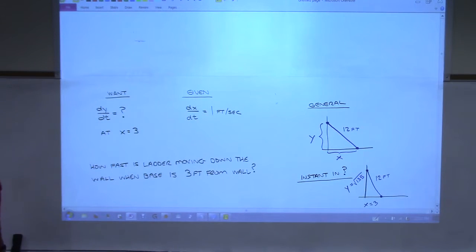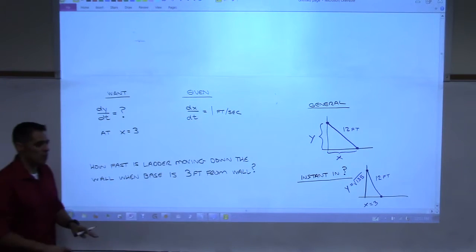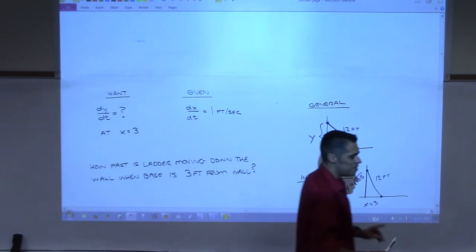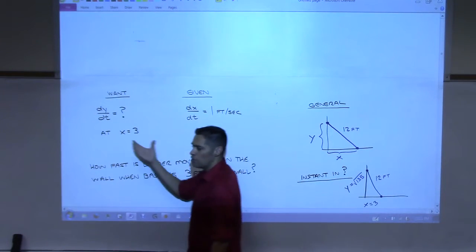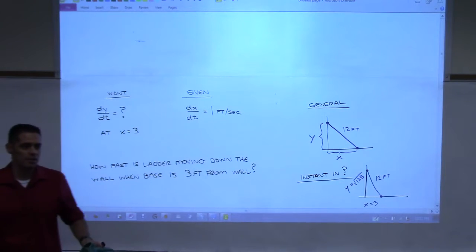All right. This is the general setup right here. Are there any questions on it? You have two pictures, one of your general situation, one of the specific instant in time that we're talking about. You write down what you're given, you write down what you want. Once you have all that, you're ready to go.